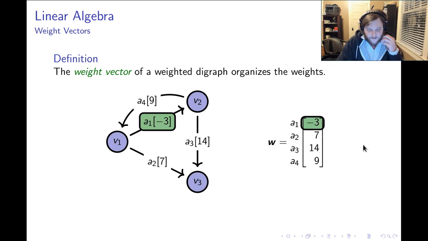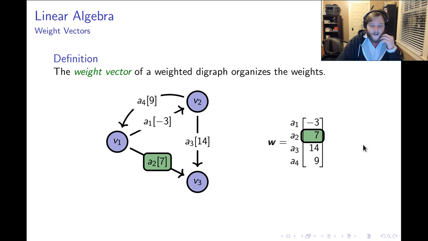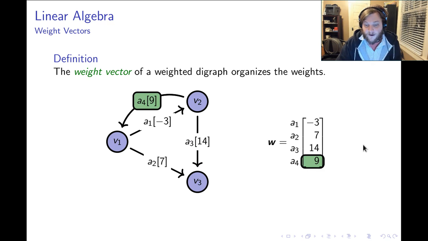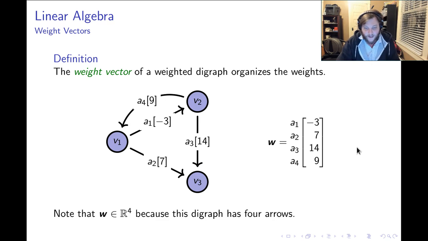So again, that's how the construction works. We got the -3 by looking at the first arrow. We got the 7 by looking at the second arrow. We got the 14 by looking at the third arrow. And we got the 9 by looking at the fourth arrow. And again, this is a vector that lives in R^4 because this directed graph has 4 arrows.